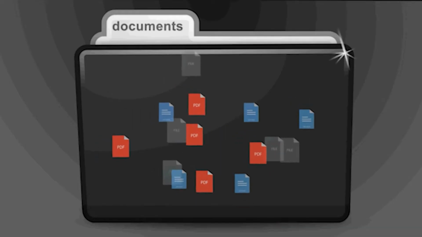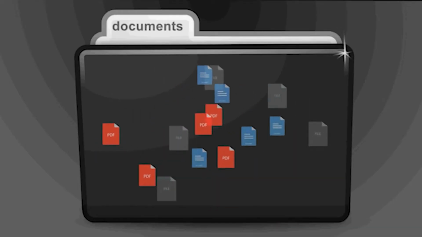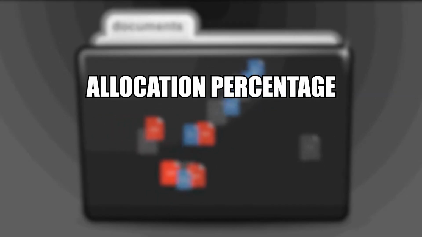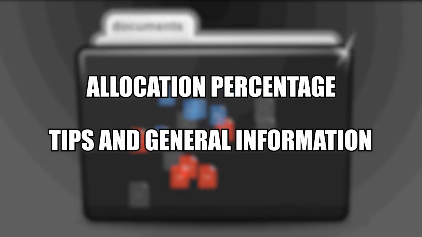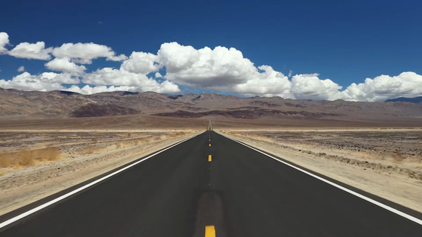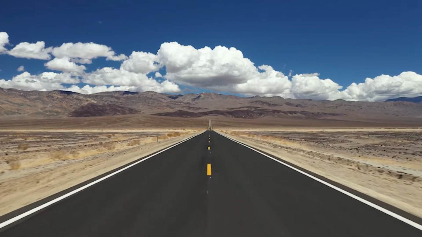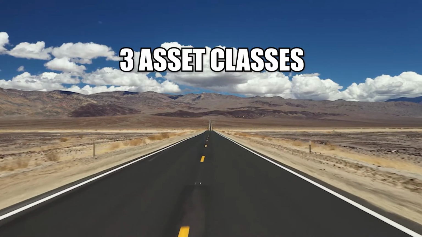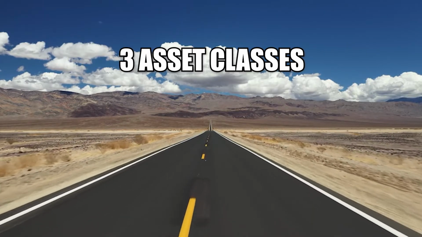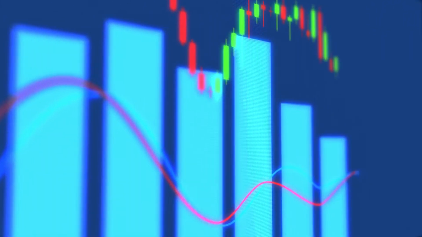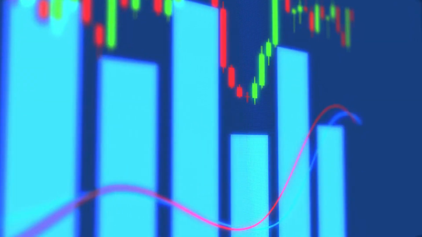We're going to talk about how those various funds might look. We'll discuss various allocation percentages as well as tips and general information. It's pretty straightforward. It's made up of 3 asset classes, all of which are typically low cost. It's usually made up of index funds or exchange-traded funds, or ETFs.